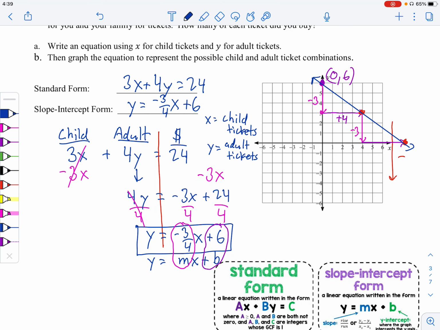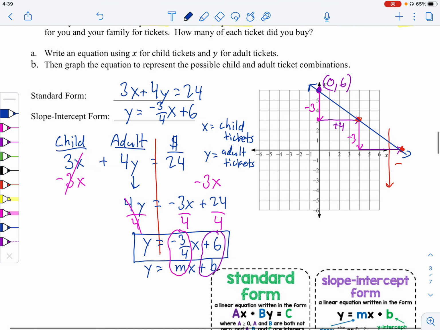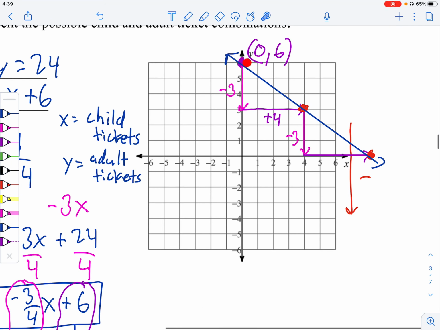Okay, so we have our different ticket combinations that we could buy with $24, right? Let's write our ordered pairs here. So 0, 6, 4, 3, right? Let's write that. And then we have this one, which is 4, 5, 6, 7, 8, so 8, 0. Those are our ordered pairs.